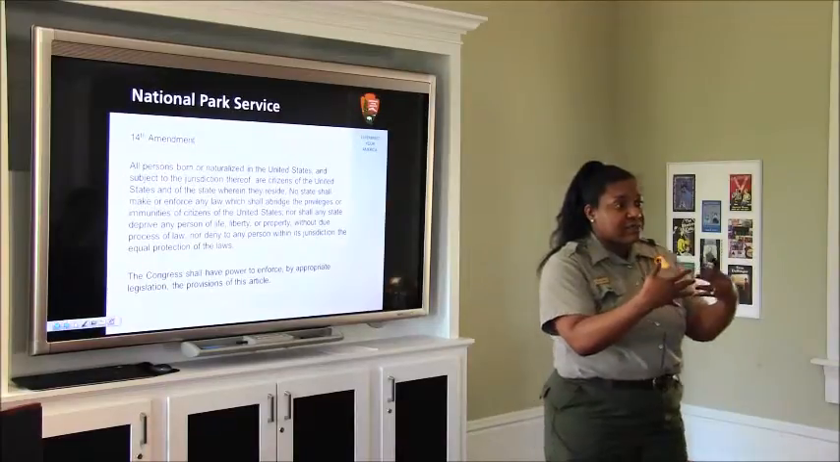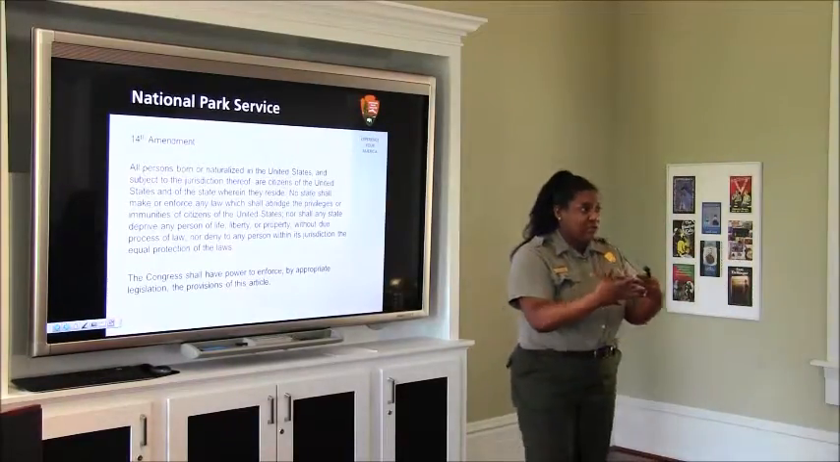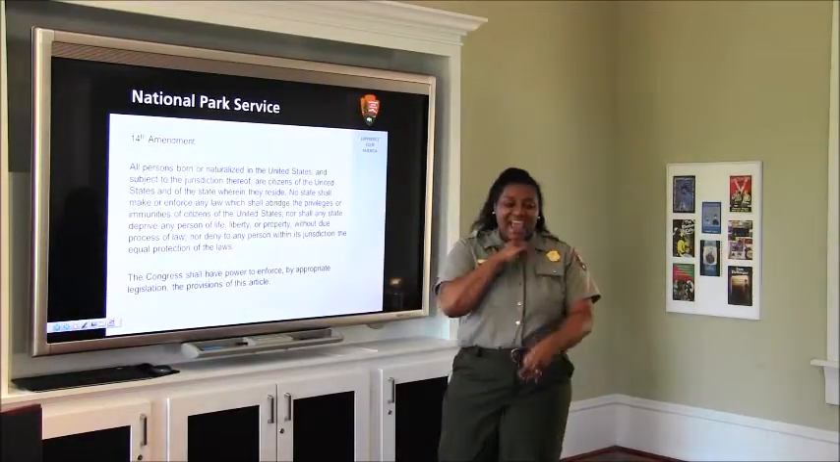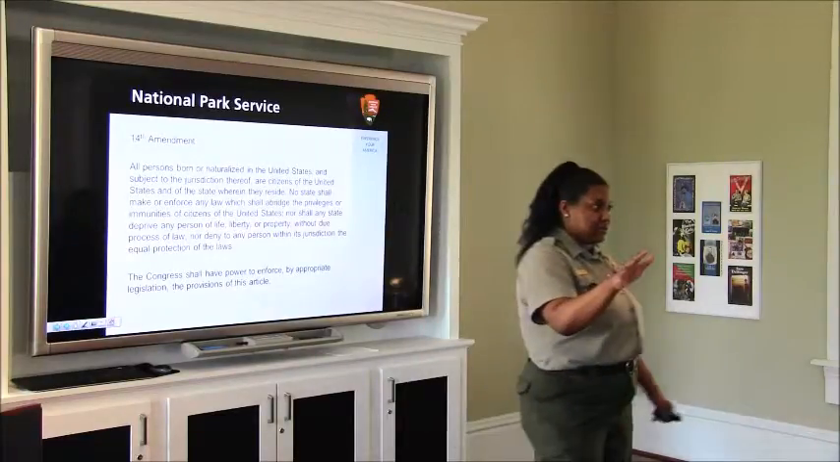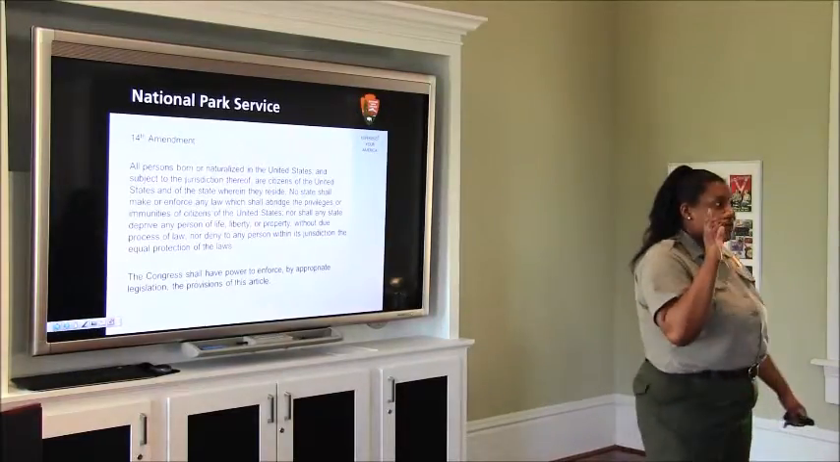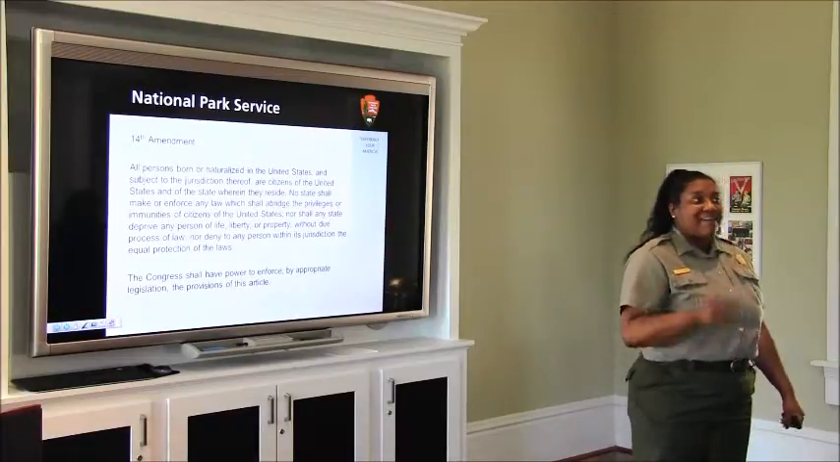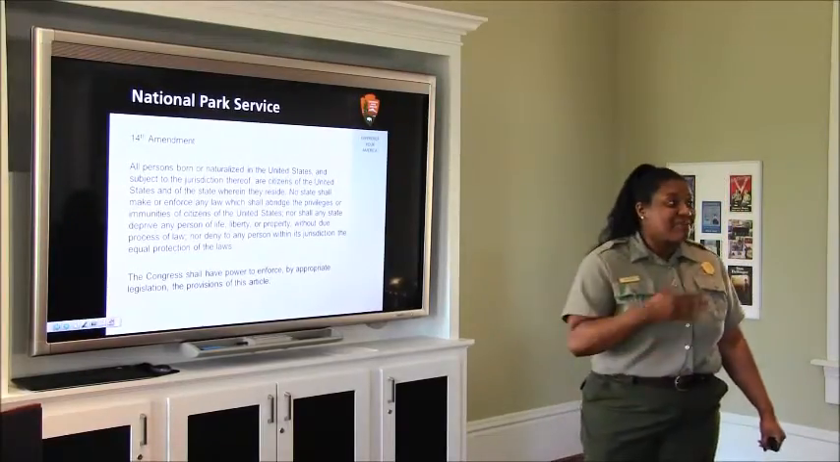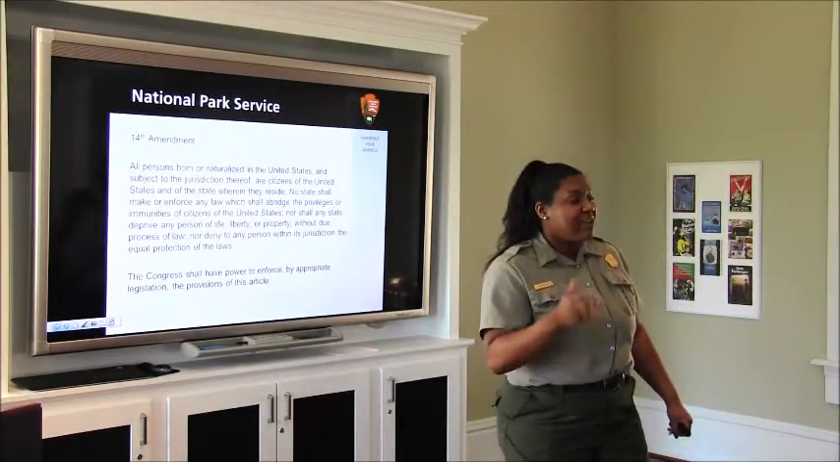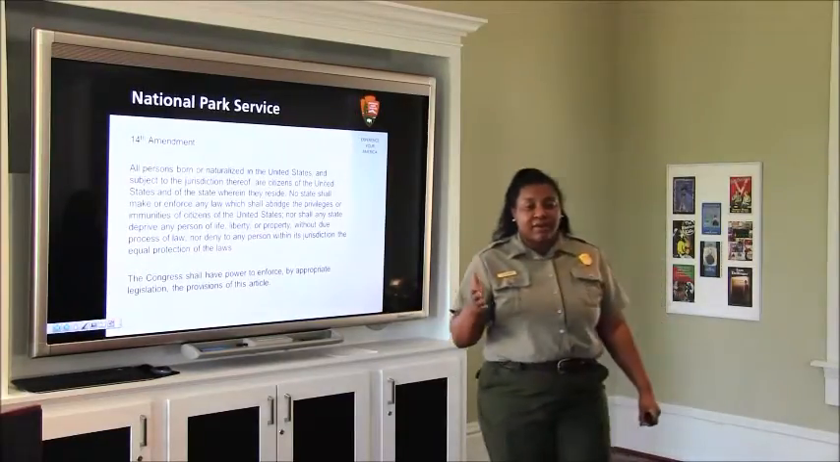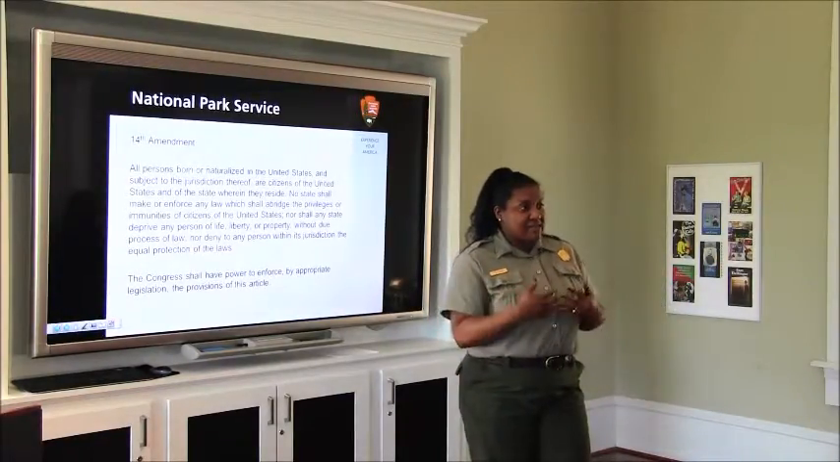Who wins, the North or the South? The Union, yes. And slavery is abolished in the United States. Now, the Civil War tears the country apart. Physically, emotionally, figuratively, the country is torn apart. And so with the country being torn apart, we have to build ourselves back together again.